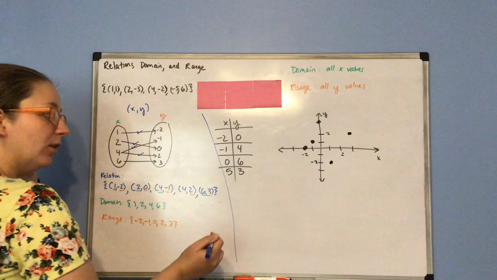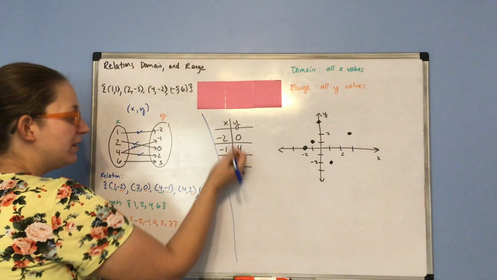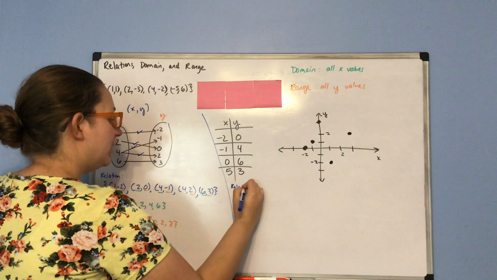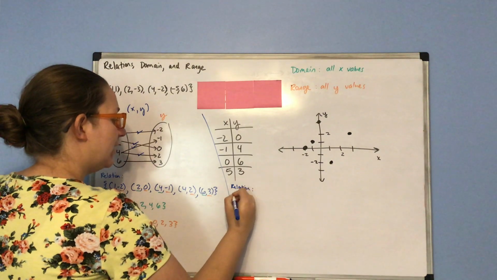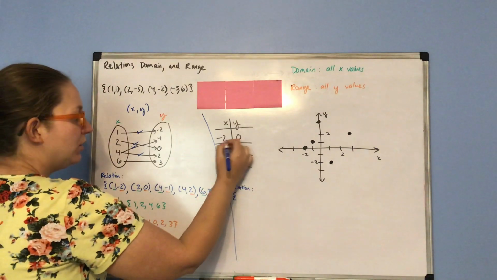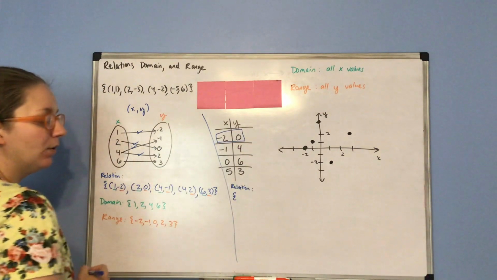They're just written in different format. The next one is an input-output table, or just a table. If I want to write my relation as a list of ordered pairs, I'm going to do the same thing I did before. Start with a curly bracket. Each row in my table gives me an ordered pair.